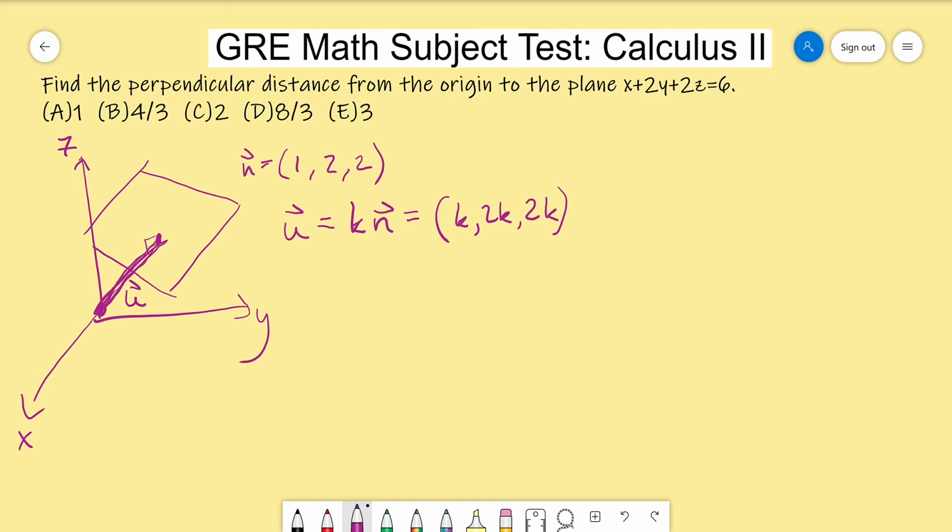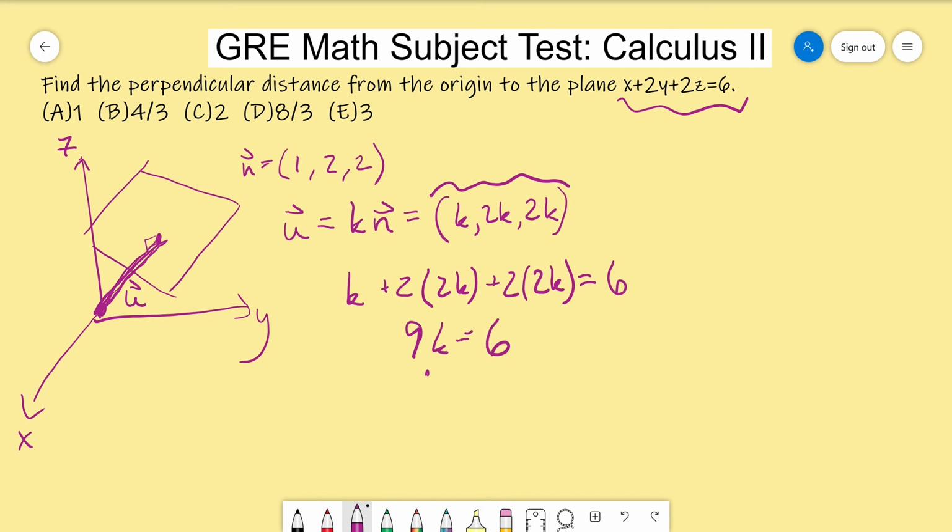Well, let's see. We know that this vector u starts with the origin and it gets to some point on the plane. So this vector has to satisfy this equation, so let's plug it in for x, y, and z. We'll get k plus 2 times 2k plus 2 times 2k equals 6. And that gives us k and 4k makes 9k, which means that k is equal to 6/9 or 2/3.